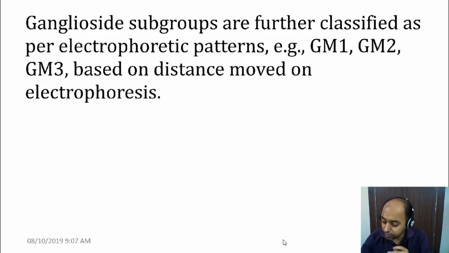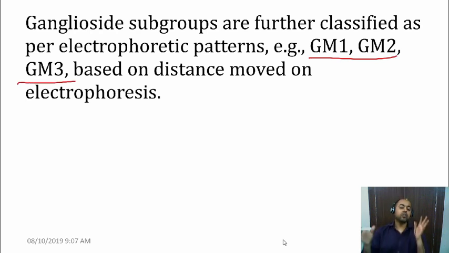For example, if you do the electrophoresis, you get the GM1, GM2, GM3, depending on the size of the carbohydrate chain. Depending on the size of the carbohydrate chain, they will move to a different distance and can be further subdivided. This separation can be identified with the help of electrophoresis.